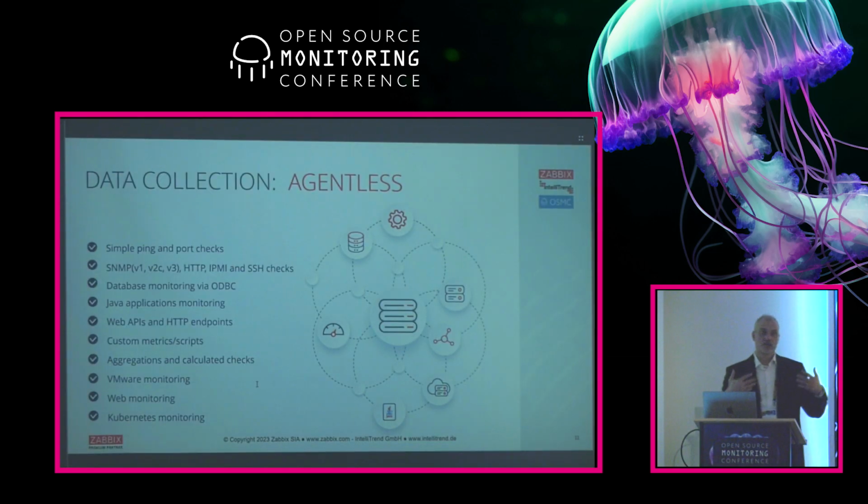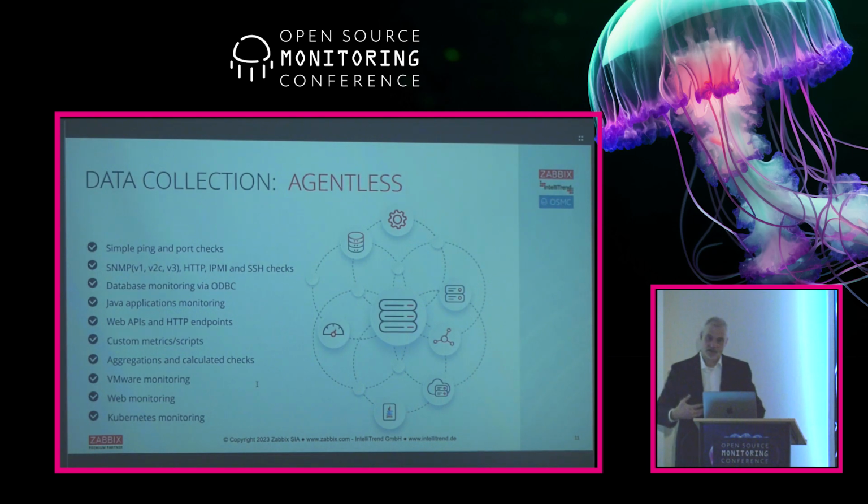Basically, we have two ways to collect data. One is agentless, which means there's no specific software component installed on a device, and this refers to ICMP pings, to simple port checks, a port is open, for example, SNMP queries, HTTP requests, IPMI, and SSH checks. SSH checks are really, really useful. SSH checks in Zabbix means Zabbix will log in to a system and then will execute a command, and then the result of that command will be treated as the value of that metric.